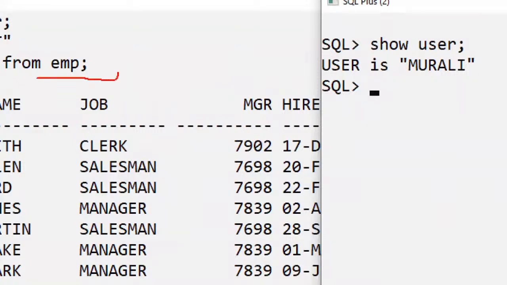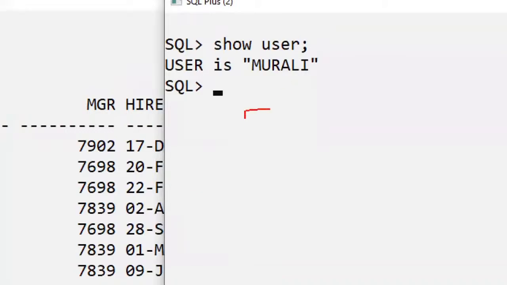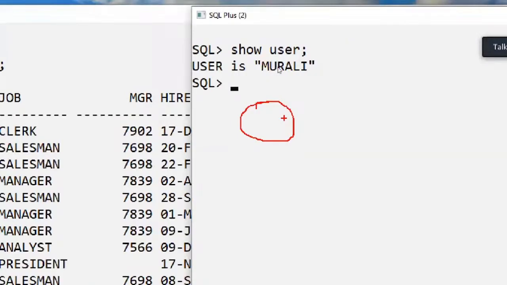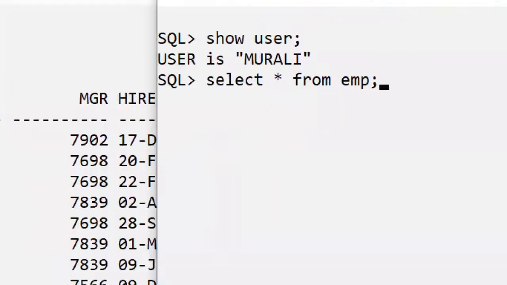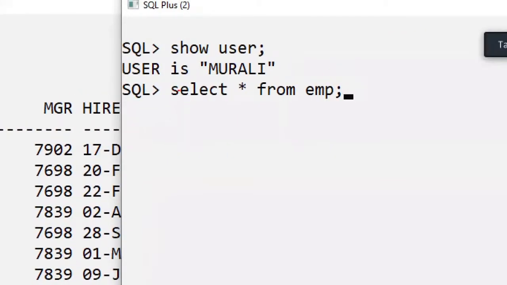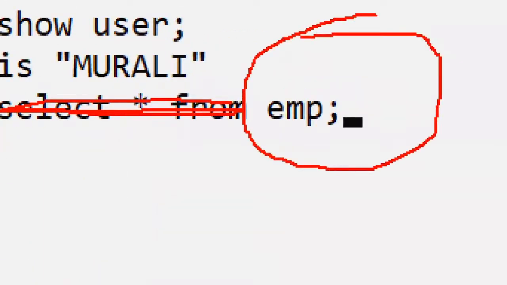I am not telling user; which table does the employee have? The EMP table is there, with employee details. Murali does not have this EMP table, for example. Now, this Murali user is using Scott's table with some commands. SQL language is there in the future. For example, select star from EMP. Murali's user does not have this table, but he is typing some command only. Don't worry, this SQL command you will learn later. Select star from the table name EMP. Murali user is typing it.